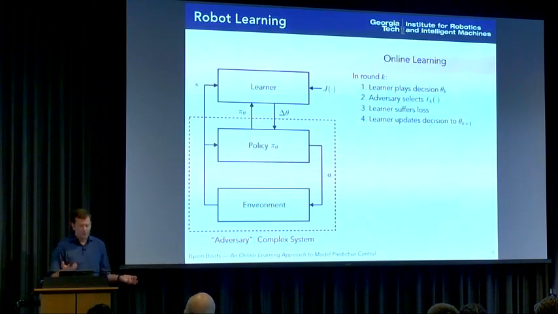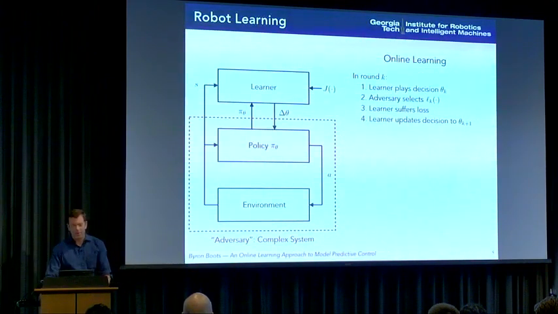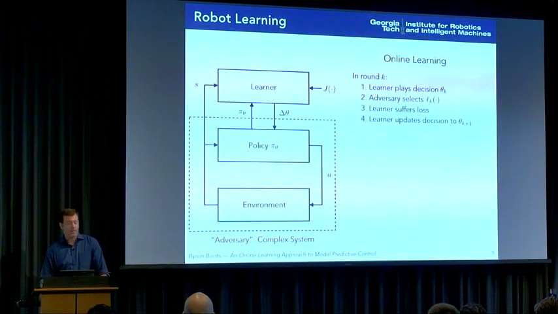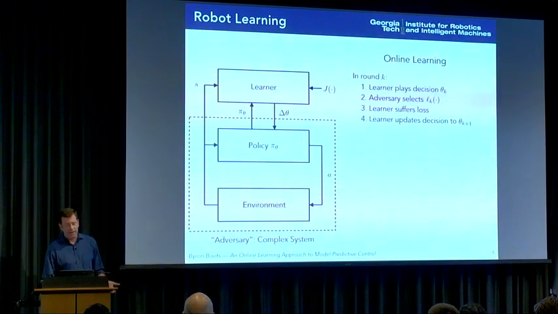So just a refresher, in online learning, just kind of general framework. In round K, the learner plays some decision. In this case, the decision is the parameters of some policy. An adversary selects some loss function. The learner suffers the loss and updates his decision for the next round at K plus 1.